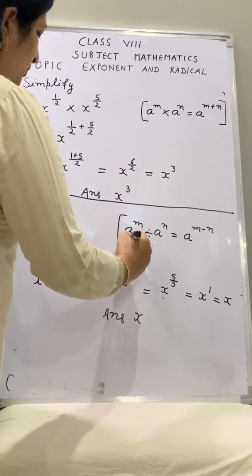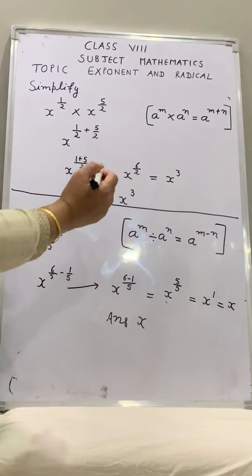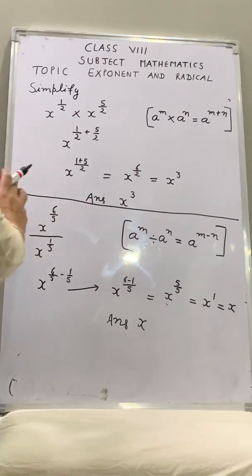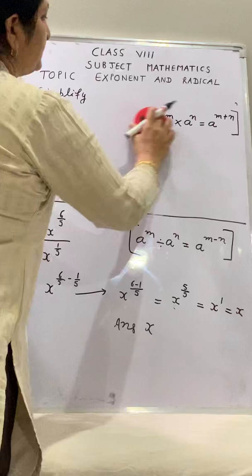You have to write the law of exponent in bracket here. I hope these two examples will be clear to you. Next example.